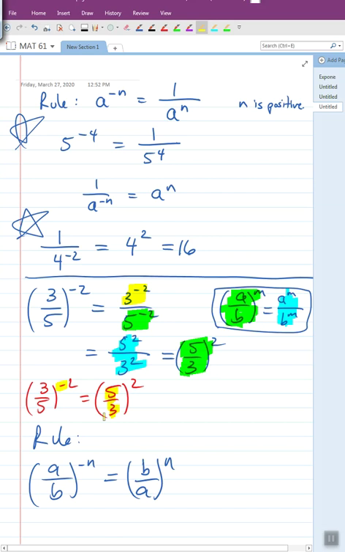And that makes sense because we know a negative exponent is telling you to take the factor on one side of the fraction bar and send it to the other side. And that's exactly what that negative does. It sends the 3 to the bottom and the 5 to the top. The square is still there, so I'm still going to have to square this when I get done. Yeah, that is the goal.